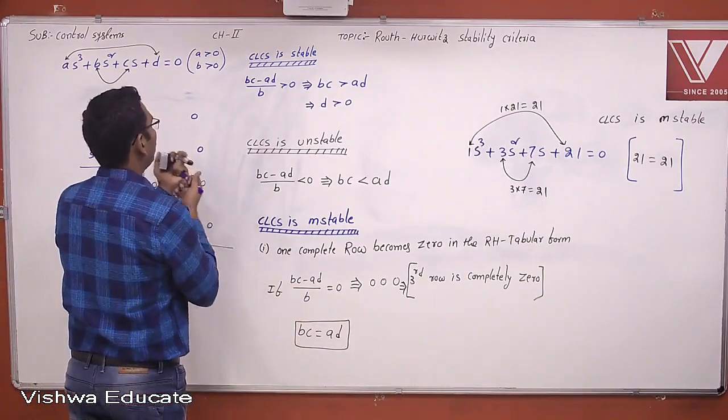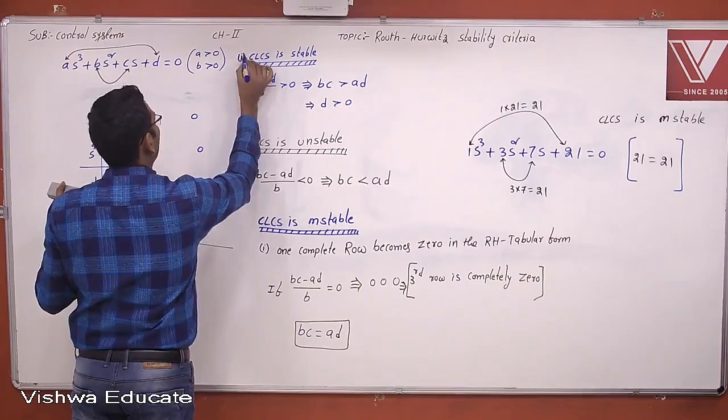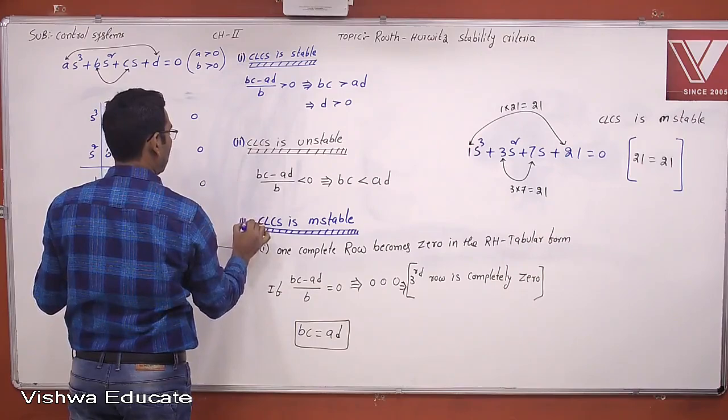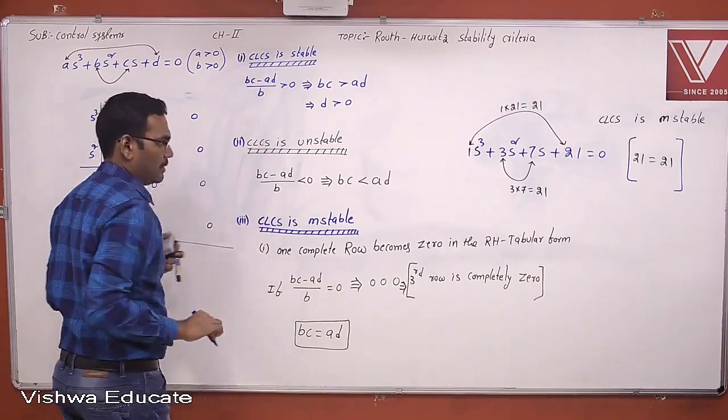These are the three situations for order 3. Next time you don't do all these things, you do directly these shortcut methods and you can get all the 3 cases. Okay, note down neatly.